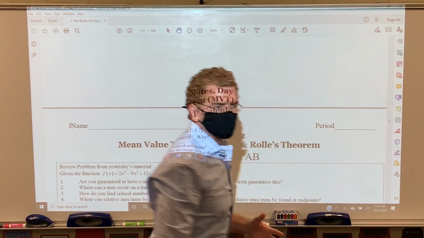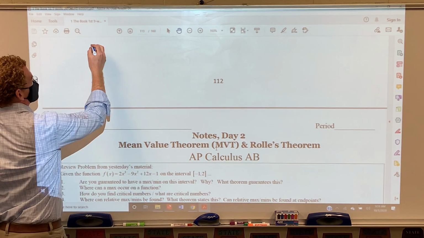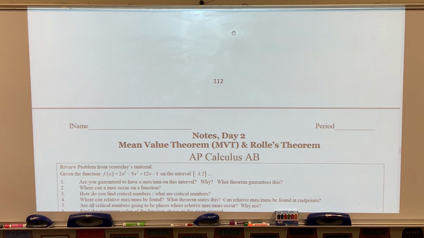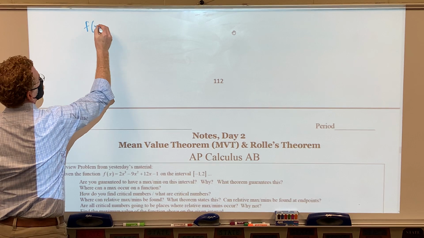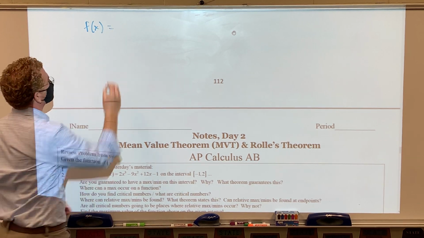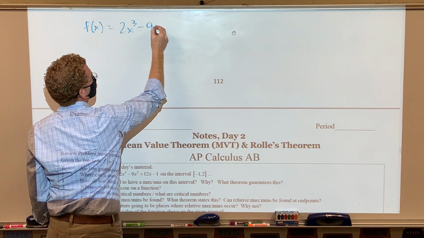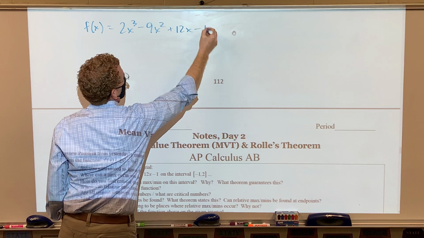Okay, so quick review of where we are. If you can do this, then you should be in really good shape based on where we are currently on this section. Okay, so I'm going to copy this problem down where you can actually see it. So it gave you this function, 2x cubed minus 9x squared plus 12x minus 1.